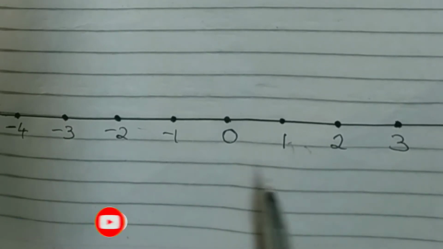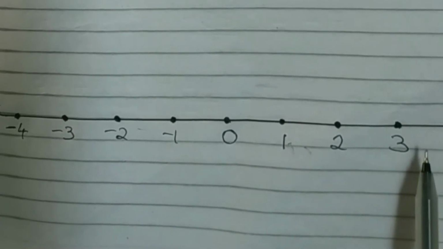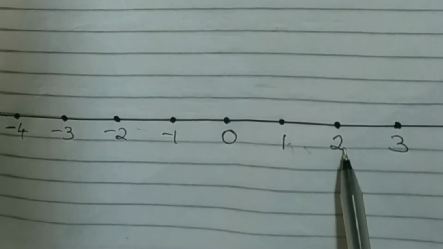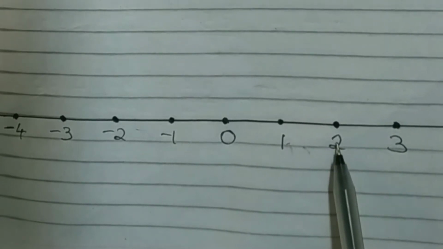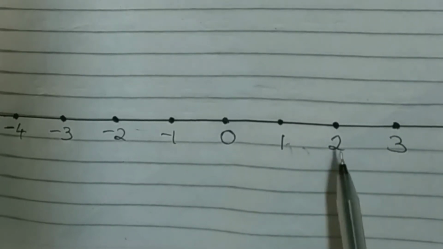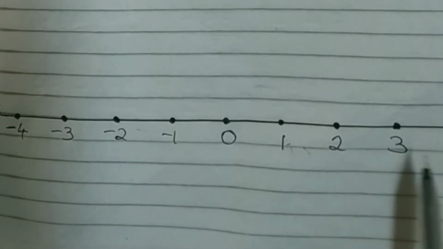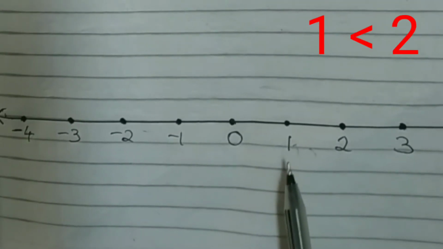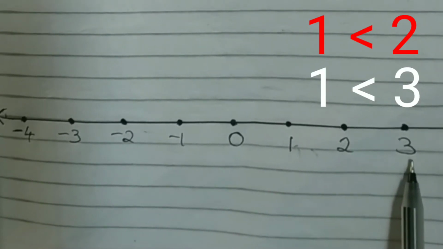Now see, from left to right if you go, each number will increase by 1. From 1 to 2 if you go, now 2 is greater than 1 by 1. Now from 2, 3 is greater than 2 by 1. From 3 to 4, like that if we go on, as you go to the right side, the number will keep on increasing by 1. Here, 1 is less than 2. 1 is also less than 3.